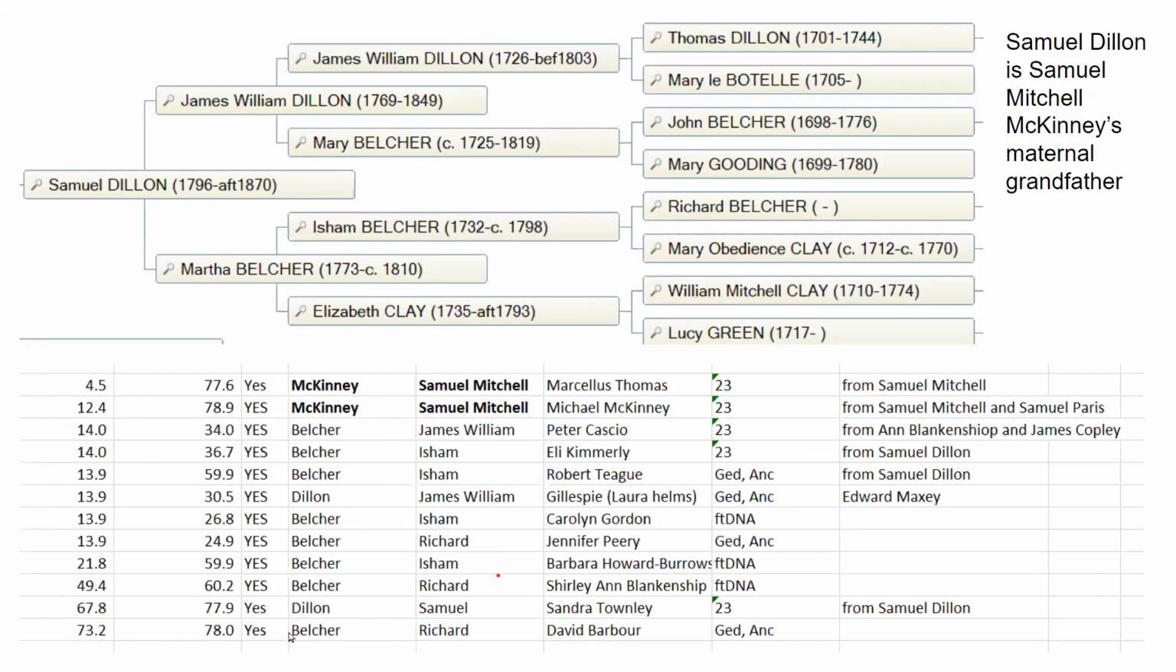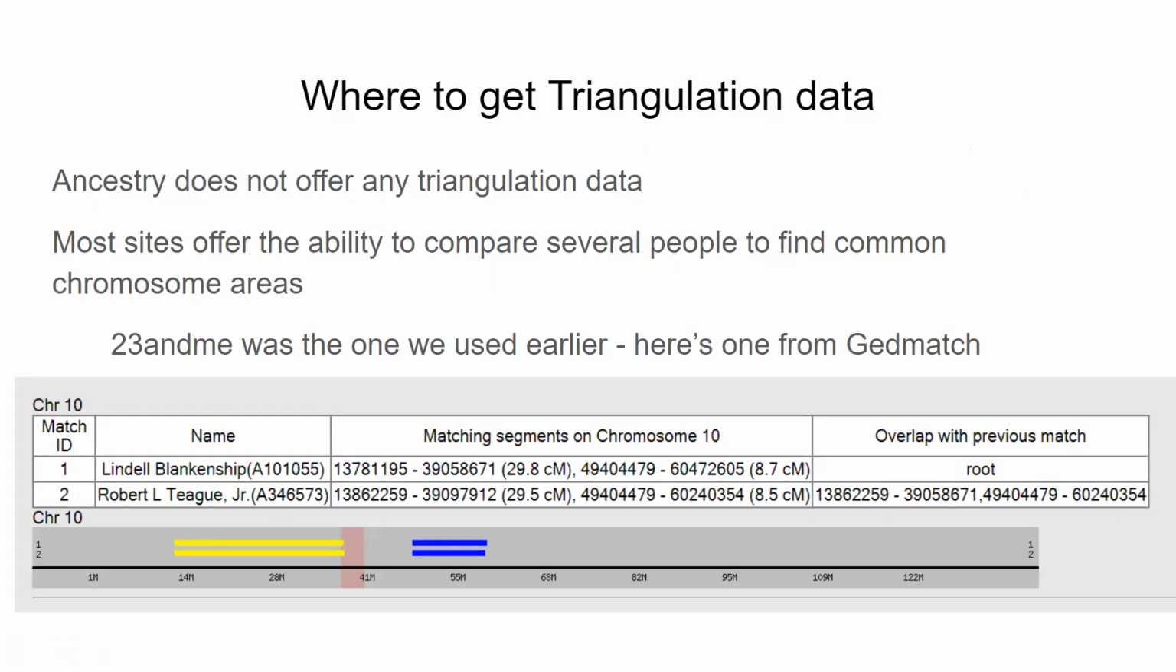So in fact, you could pretty legitimately say that this chunk of DNA in here is coming to me from Isham Belcher. And down here where Sandra matches me, through Samuel Dillon himself, and that section around the 70s, that's probably coming from Richard Belcher. So that's the 6th generation back piece of DNA I've got from one of my Belcher ancestors. That's what triangulation is all about.